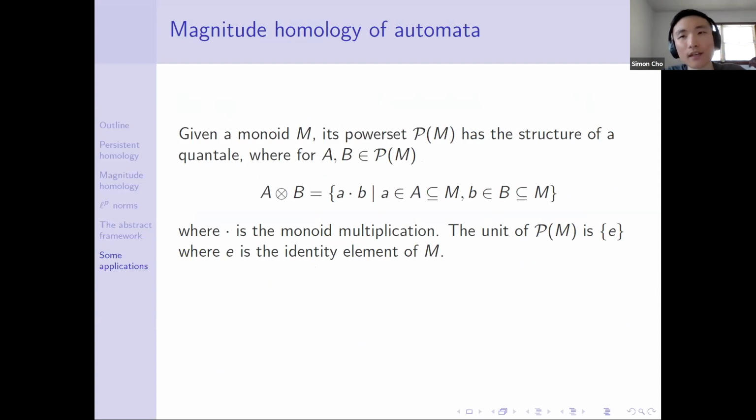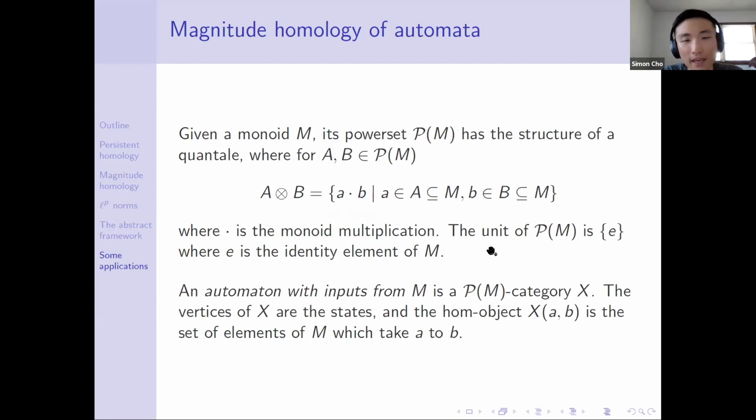And so you can take the power set of that monoid, and it has a quantale structure. It has a multiplication where given any two subsets of the monoid, you just mash them together using the monoid multiplication that you're given. This has a unit, it's perfectly well behaved. And so an automaton with inputs from M is an enriched category enriched in the power set of M.